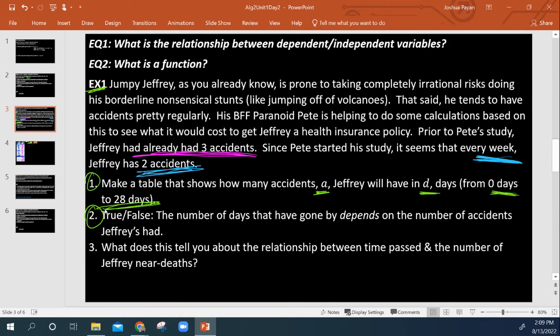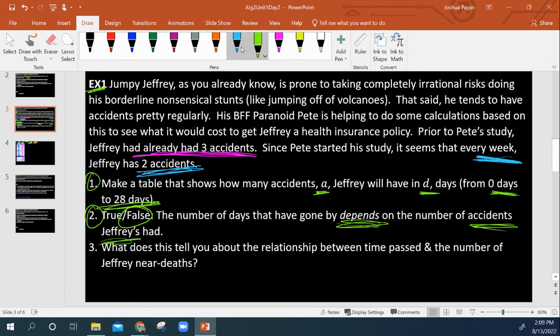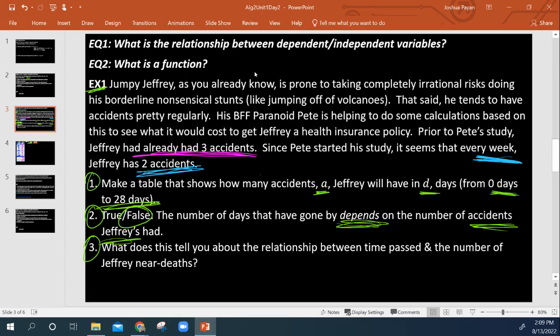Number two, true or false? The number of days that have gone by depends on the number of accidents. Well, we already established that. It's obviously false. It's ridiculous to think that time would depend on the number of accidents that Jeffrey had. That would be like saying, well, Jeffrey didn't have any accidents today, so time is standing still, which is beyond insane.